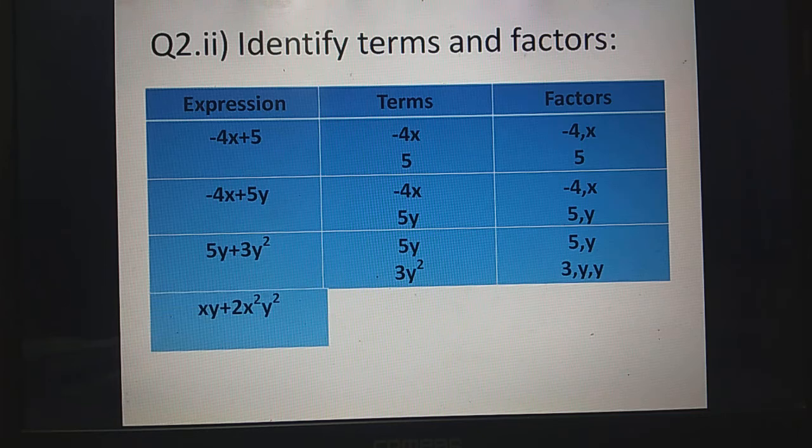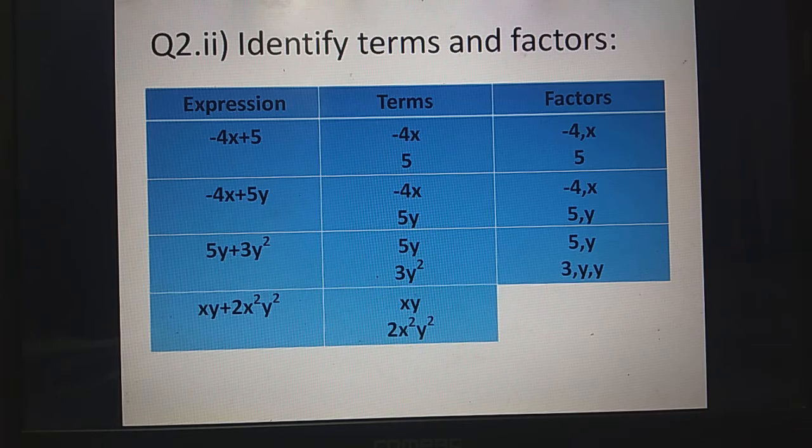Your next is xy plus 2x square y square. So there are again two terms. Your first term is xy, your second term is 2x square y square. Now in the first one, split it. Your first one is having 1 x and 1 y. So there are only two factors. In the next one, there is one number, 2, x, x and y, y. So how many factors are there in all? 5. So here factors are x, y for the first term and 2, x, x, y, y for the second term.